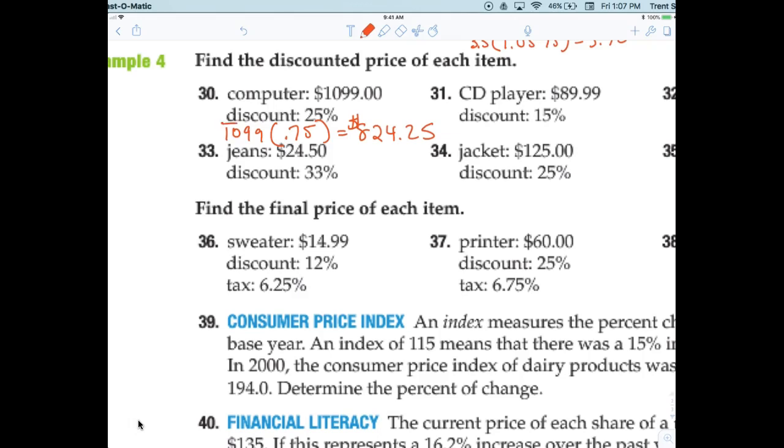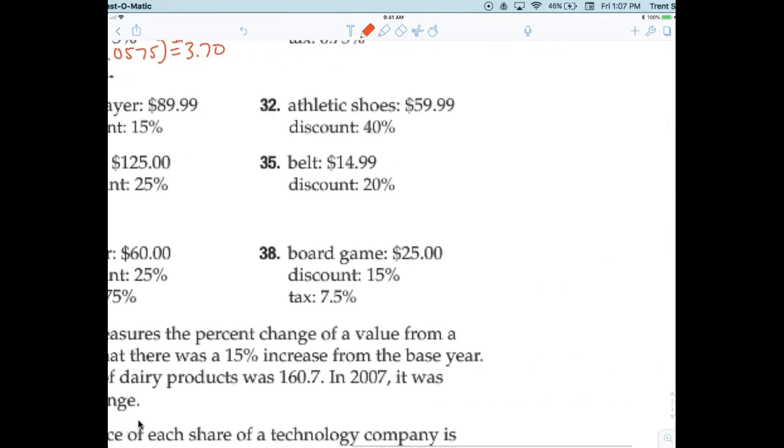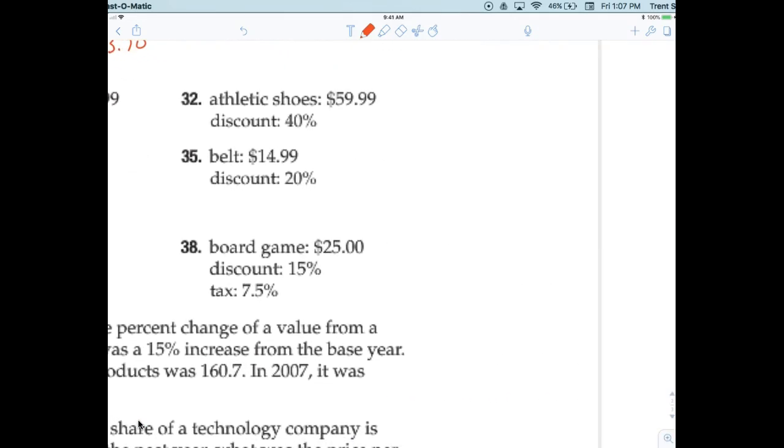Now remember, we're talking about discounts now, right? Yeah. So normally you'd pay 100%, get a 25% discount, 75%. Yes, sir. Tell me about 32, please. What do I do? So you're gonna multiply 59.99 by 60%. Good job. And tell me what that is. Then 35.99. That's what I got. Perfect.